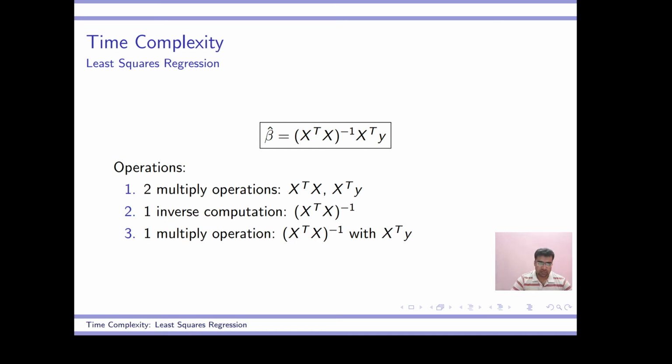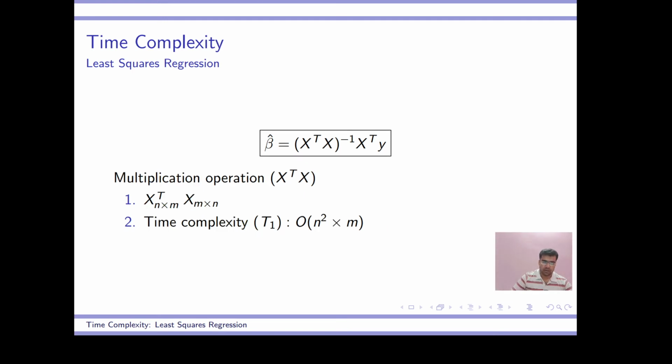In addition to this inverse computation, we have another multiplication operation, and that comes into existence when we are multiplying this inverse term with x transpose y. So in general, if I were to summarize, the computation of the solution to the least squares regression problem involves three multiplication operations and one inverse computation operation. Okay, with this, let us try to analyze each and every step and find out the time complexity of those steps.